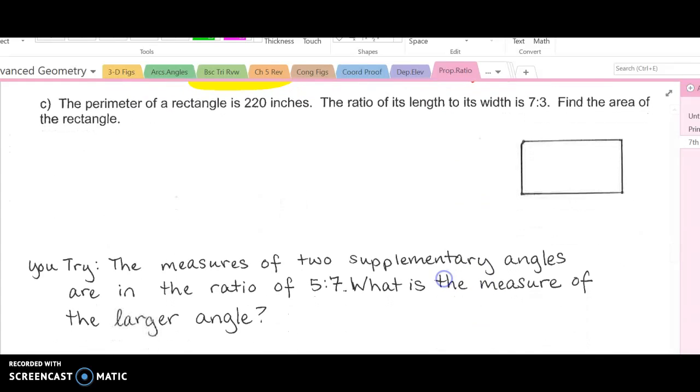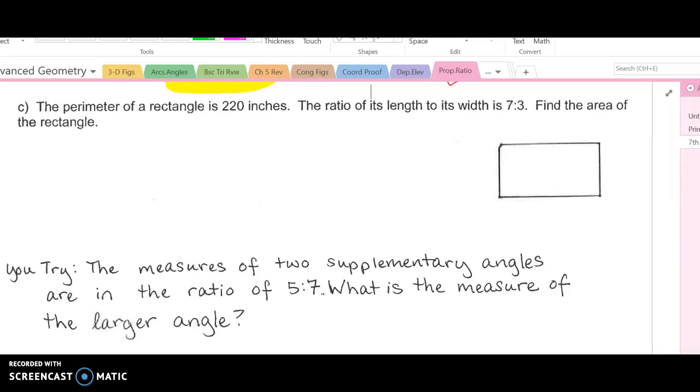All right, a little bit more exciting this time. We're going to step it up a notch. Perimeter of a rectangle, we're no longer dealing with triangles, friends, is 220 total. The ratio of the length to width is 7:3. Find the area. All right, we're gonna pause on finding the area. We're just gonna focus on number 1. The ratio of the length to width is 7:3. So length we're gonna say is the long side. Width we're gonna say is the short side.